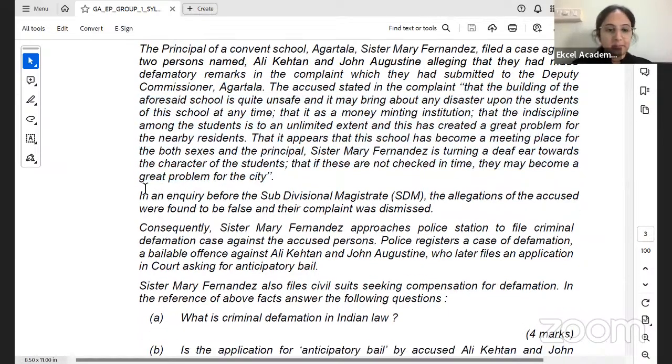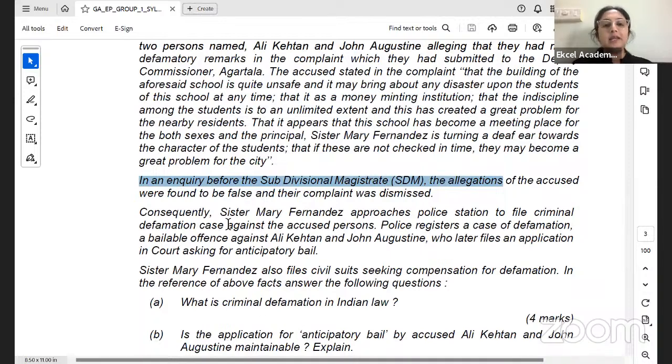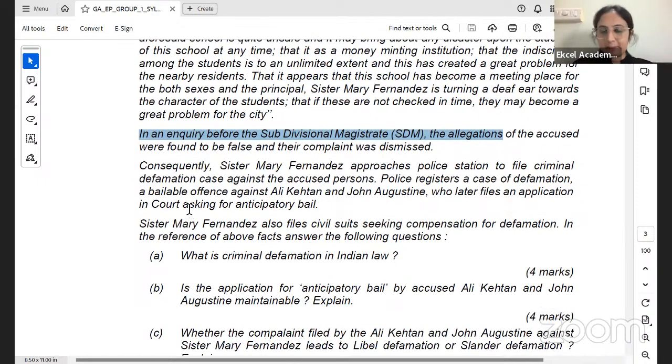Next, this was a complaint, and later in an inquiry before the subdivisional magistrate, the allegations of the accused were found to be false. It was found to be false, and that case was dismissed. So the complaint or case was dismissed. It did not stand. So now the principal is trying to take action against these two people. All these things happened earlier.